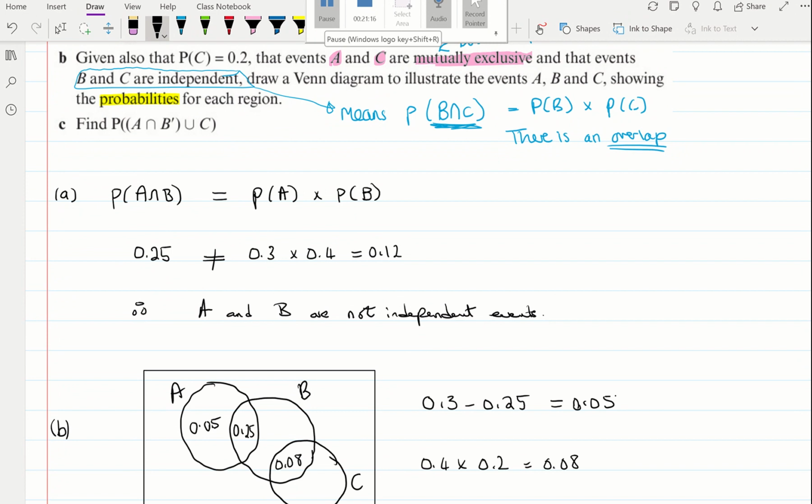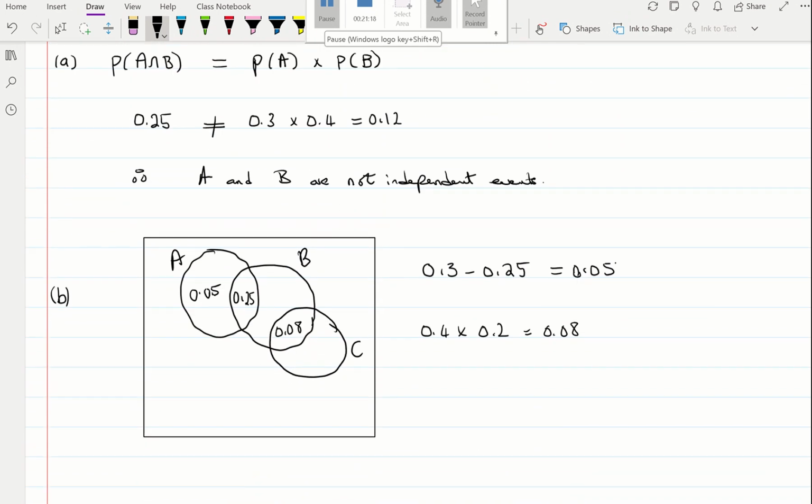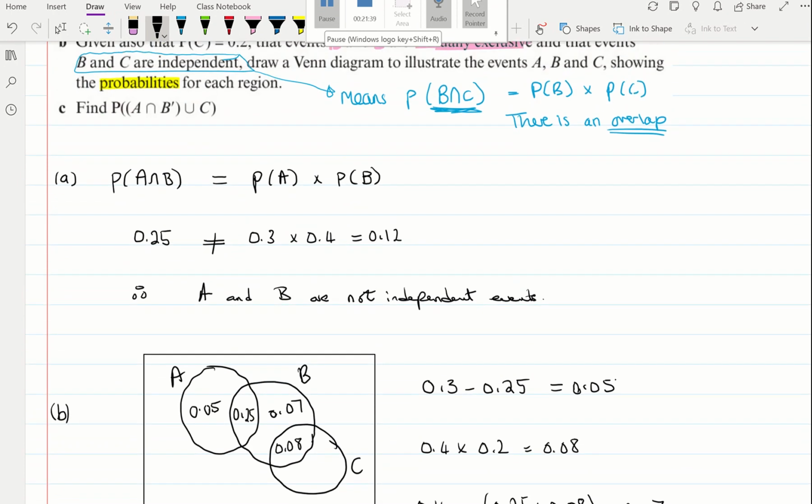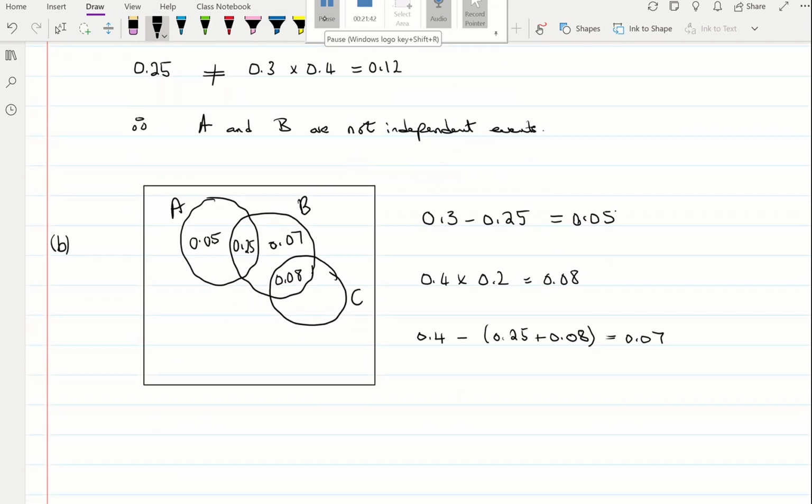To find B, I know that B is 0.4, and it's going to be 0.4 minus 0.25 plus 0.08. So just B is 0.07. And then C, I was told, was 0.2. So just section C, 0.2 minus 0.08 is going to be 0.12.